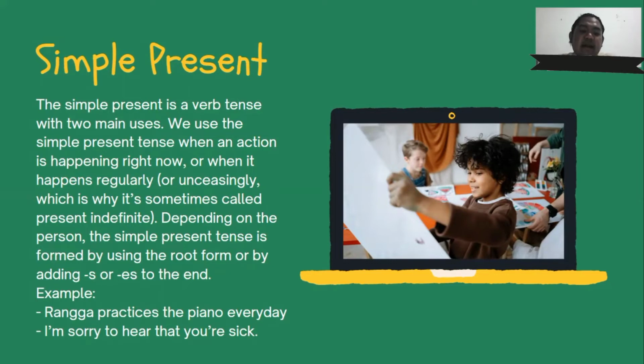Example: Ranga practices the piano every day. I'm sorry to hear that you are sick.